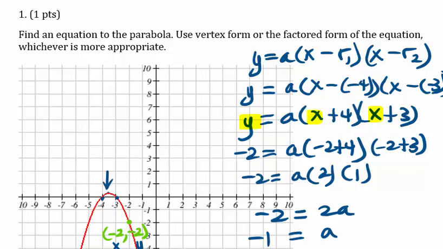Lastly, the equation that we're going to enter is going to look very similar to this one, y equals a times (x plus 4) times (x plus 3), except we're going to replace a with -1.